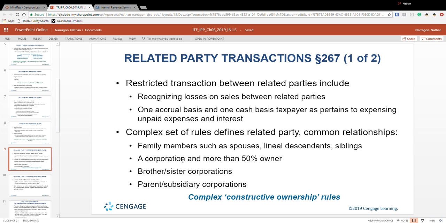You really had this more with your Schedule D when we did a little bit of the related parties back in that chapter with stock sales and how to recognize how much the basis is here and there. And so we have to watch out. You will have one accrued basis and one cash basis taxpayer as pertains to expenses, unpaid expense, and interest. We're going to restrict that also. Again, that's two different methods going at it. So we actually have to set it up correctly. Basically, make it to where it relates to itself.